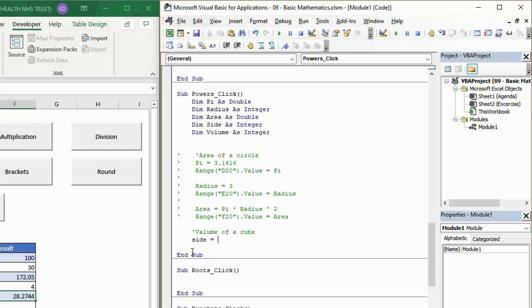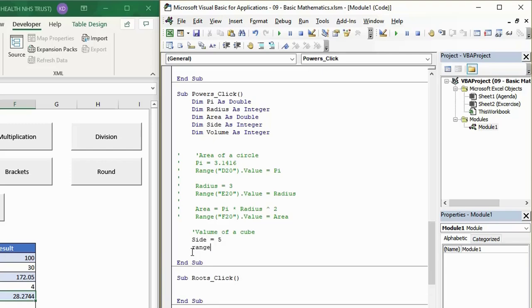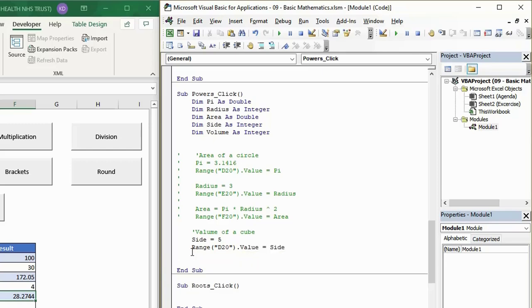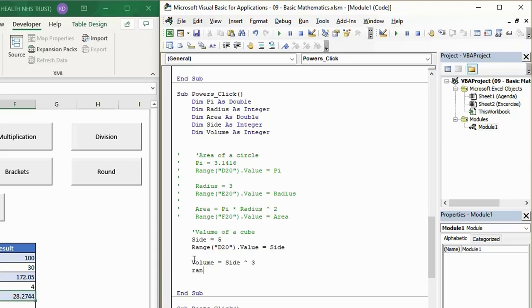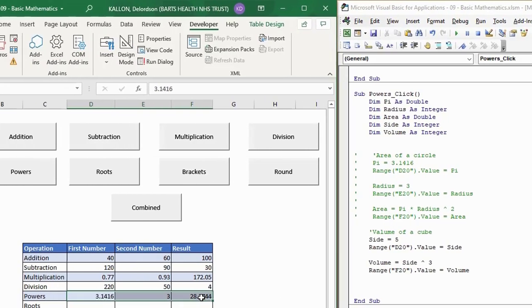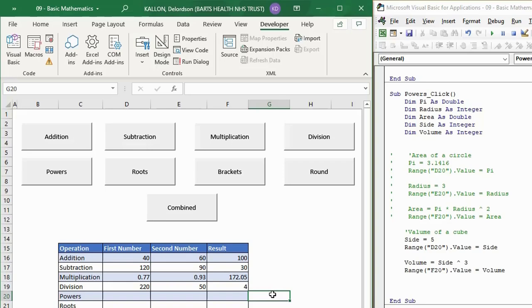So let's say the side was equal to 5. We can write that out to Excel. And we can calculate the volume as equal to the side raised to the power 3. And we can write that output out to Excel. Let's run the code and see what we get. As you can see, with a side of 5, the volume is equal to 125.